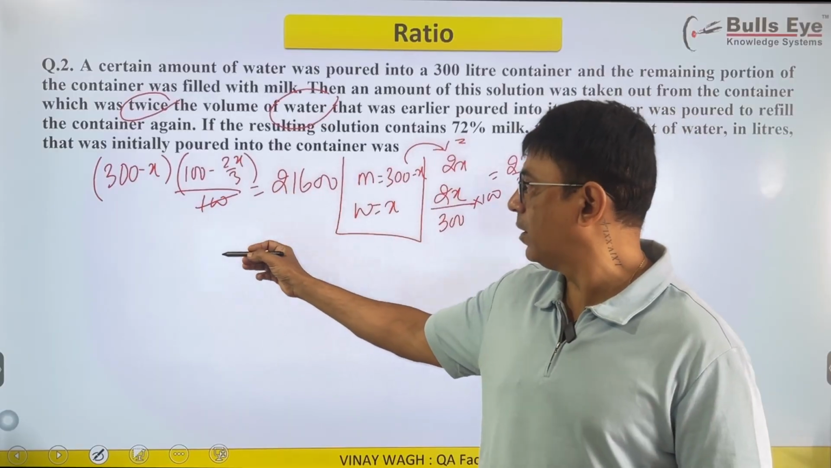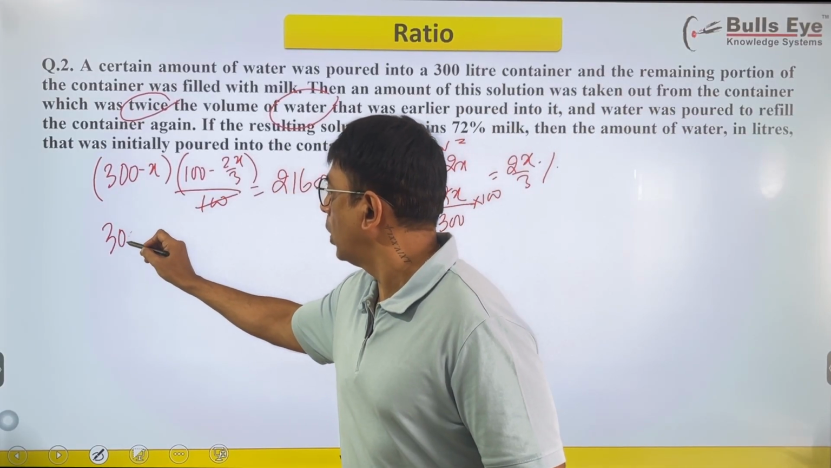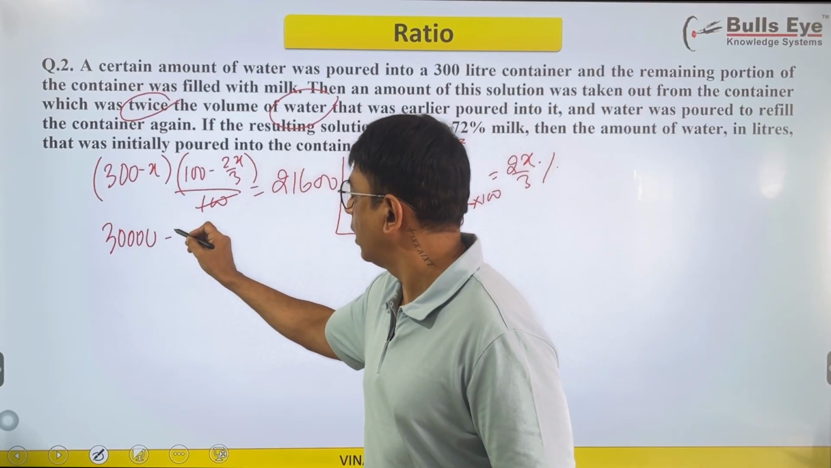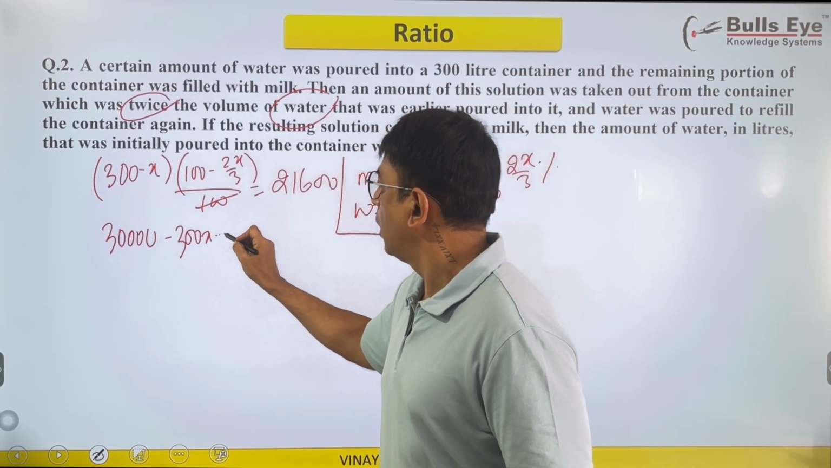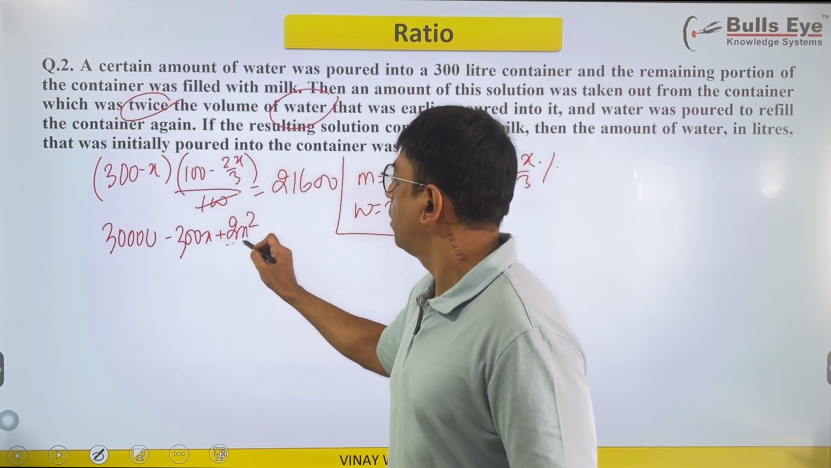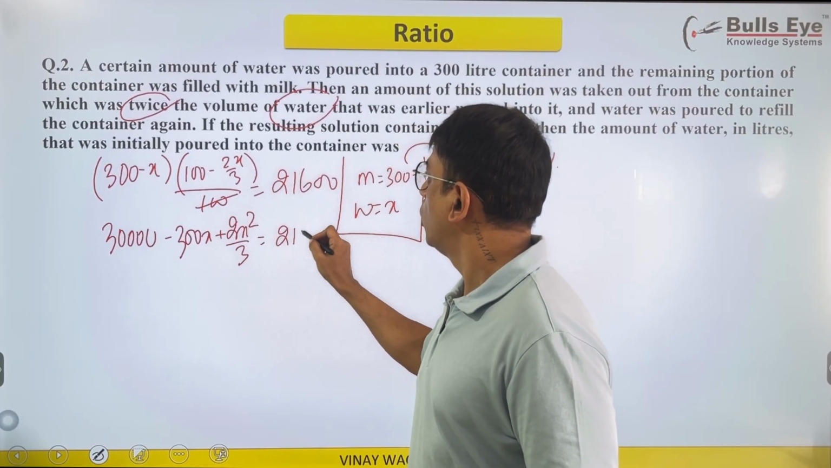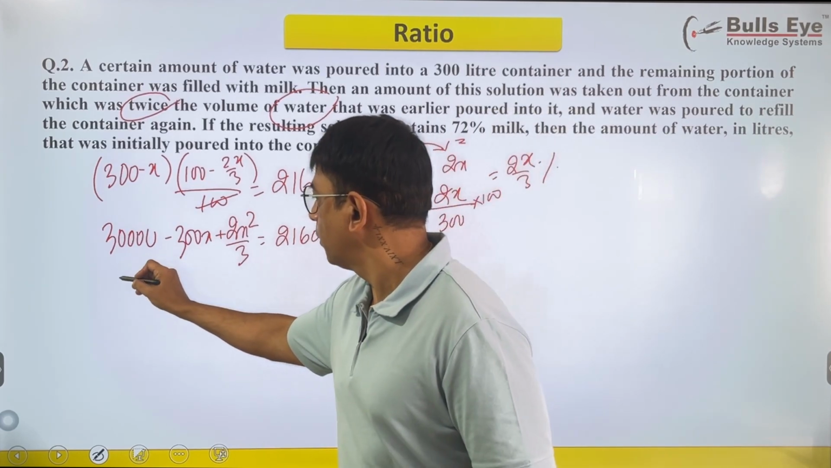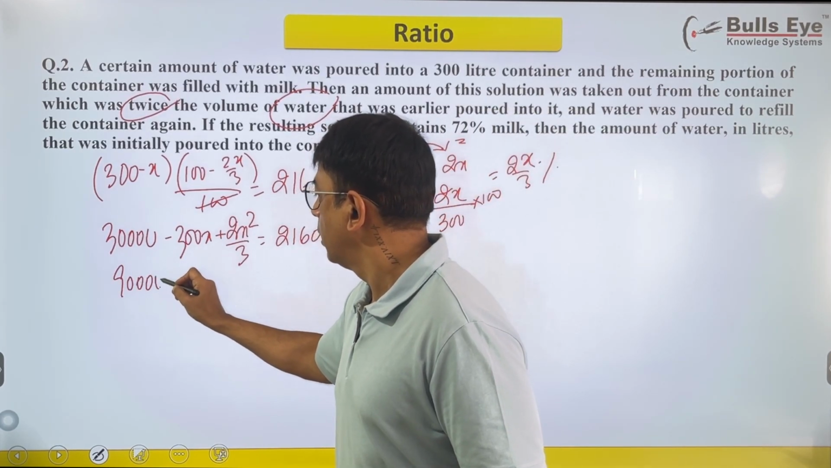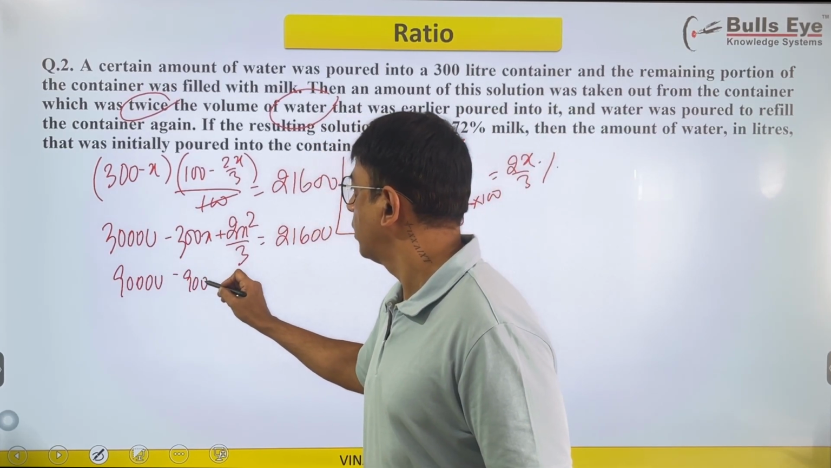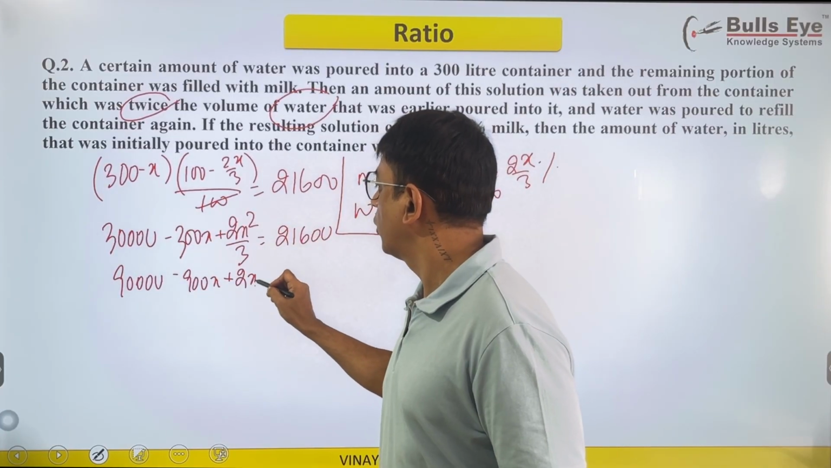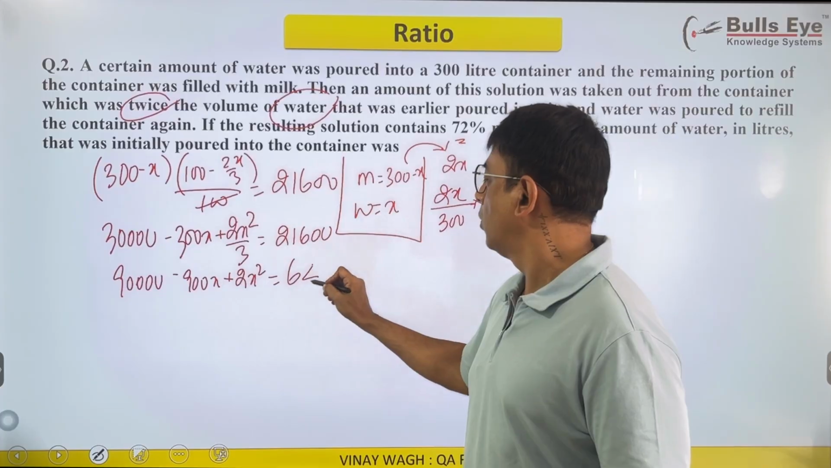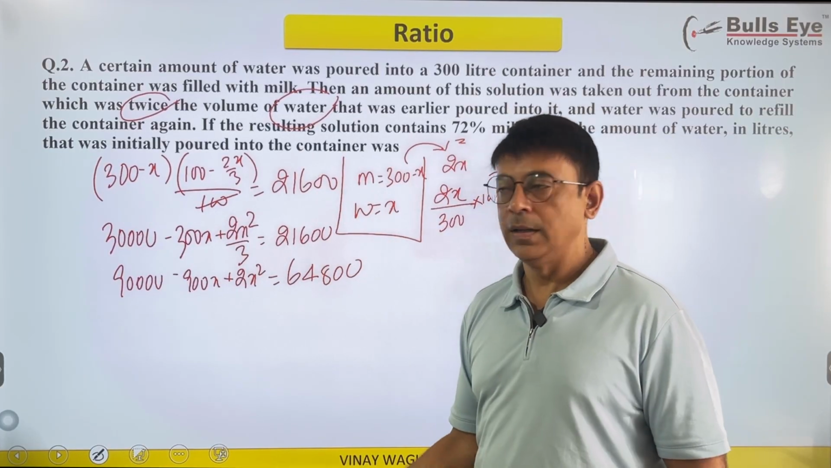So I'm trying to simplify this. This is 30,000. 200 and 100, this is 300x plus 2x square by 3. And what is this? 21600. Trying to get rid of this denominator. So this is 90,000 minus 900x plus 2x square, and this 3 comes this side, that is 648, right?